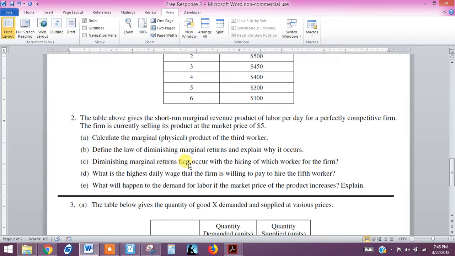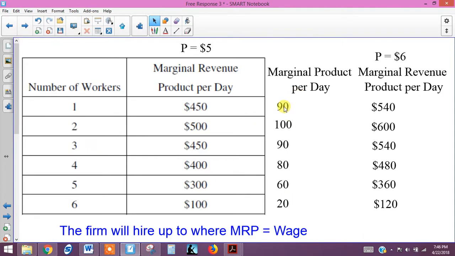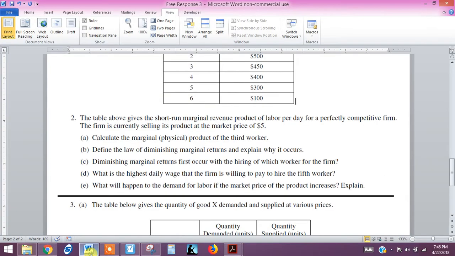Diminishing marginal returns first occur with the hiring of which worker for the firm. So when does the marginal return start to drop? And that's pretty easy to see. We go back, and we go from 90 to 100, and that's an increase, but then it starts to drop. It goes back down to 90 with the hiring of the 3rd worker. So diminishing marginal returns first occur with the hiring of the 3rd worker, right?